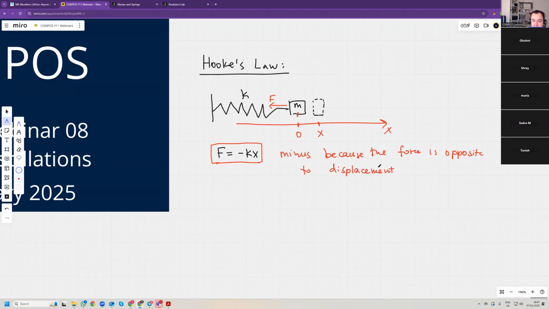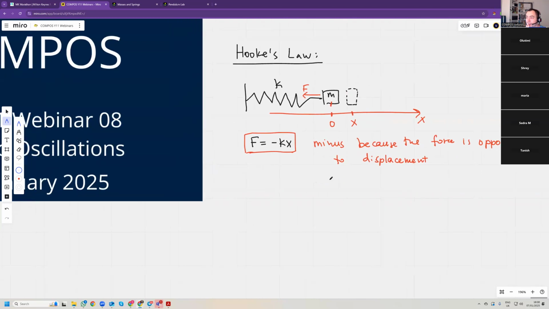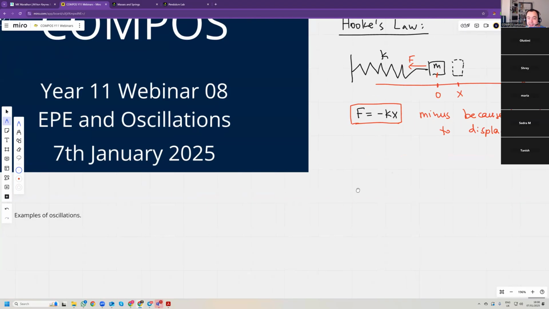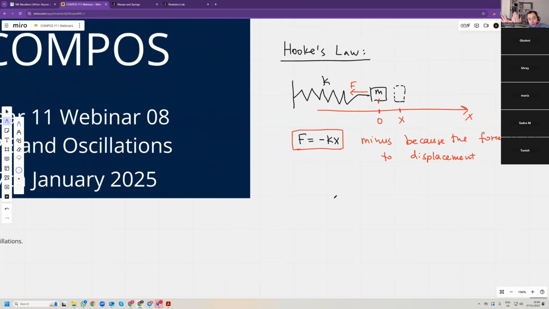Does this statement make sense? Does this diagram make sense? Please let me know on a scale of 0 to 10, so we can move on. Okay, excellent. So x is the displacement, how much we move, and F is the force, that is the spring pulling left or right depending on where we push the mass.